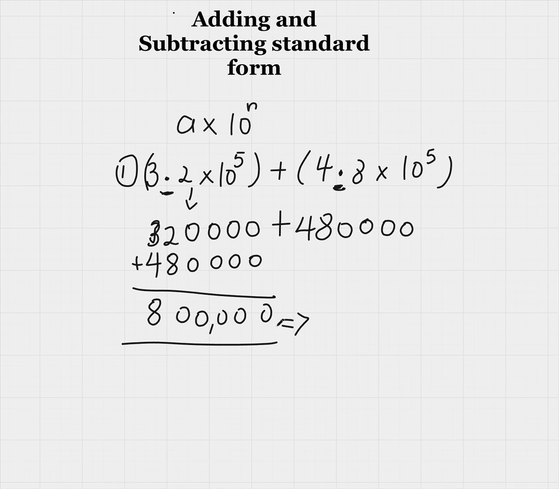Remember, this is a whole number, so it means our decimal point is at the end of the number, so we're going to have to move to the left side: 1, 2, 3, 4, 5. A should always be between 1 and 10, and so we're going to have 8 times, how many jumps did we do? 1, 2, 3, 4, 5. So it's going to be 10 raised to the power positive 5, and so that becomes our answer. It's very easy. Let's try the second example.